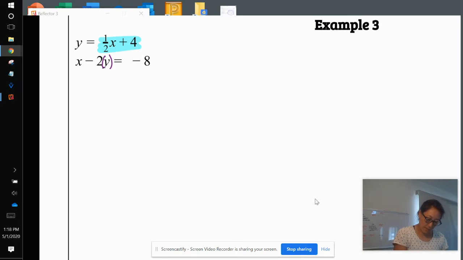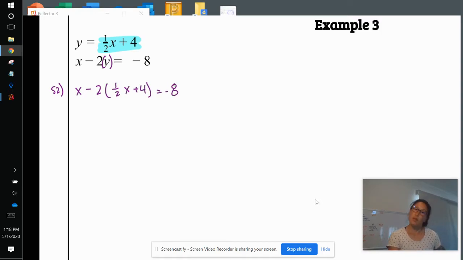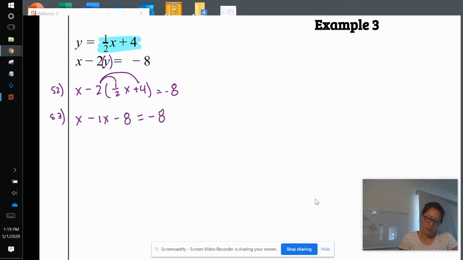All right, so I get step 2 is x minus 2. Instead of y, we're going to replace it with 1/2 x plus 4 is equal to negative 8. Now, we're going to do step 3 to solve for x or y. So I'm going to take this negative 2 and multiply it by 1/2 x, and then negative 2 and multiply by 4. So I get x, negative 2 times 1/2 is negative 1x, and then negative 2 times 4 is negative 8. Don't forget that is equal to negative 8.